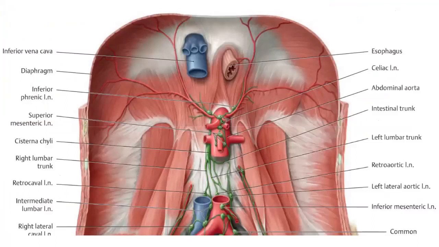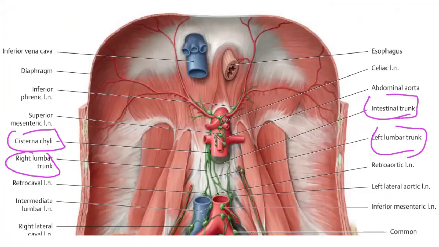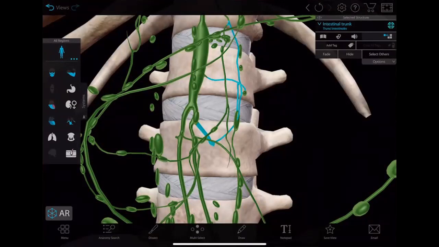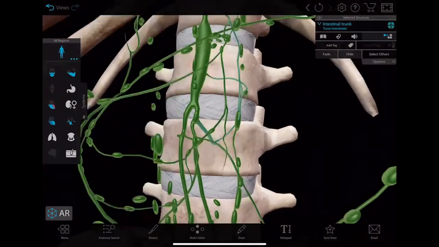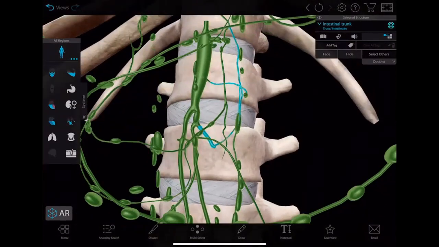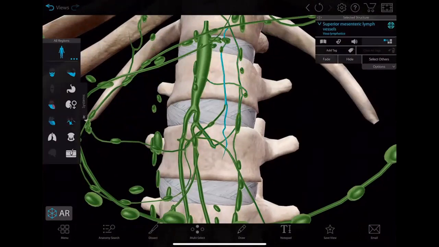See, this is the cisterna chyli. And this one is the right lumbar trunk, and this is the left lumbar trunk. And you see, this is the intestinal trunk. See the diagram and see this.